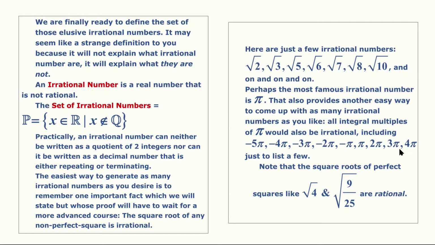irrational numbers as well. But do note that the square roots of perfect squares, like the square root of 4 or the square root of 9/25, would be rational, because as you know, those can be simplified to integer over integer form. This one is just 2/1 or 2. This one is 3/5, right? So they are definitely rational.